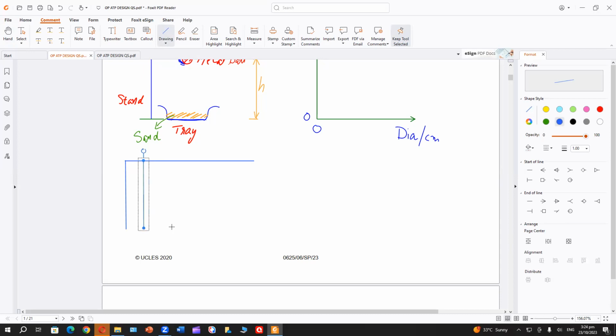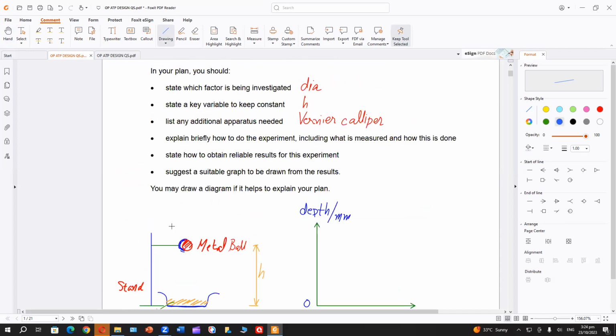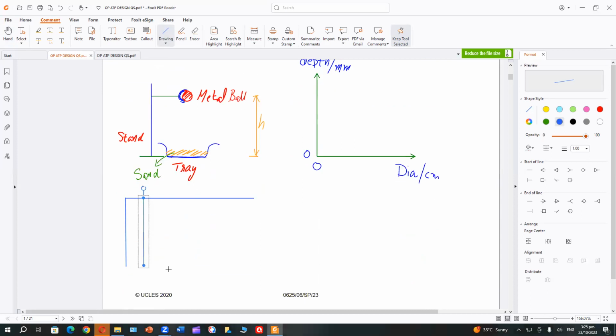But we are dropping it from the same height. Look at our variables. What are our variables? Diameter of the ball and the crater diameter. So there are 2 diameters.